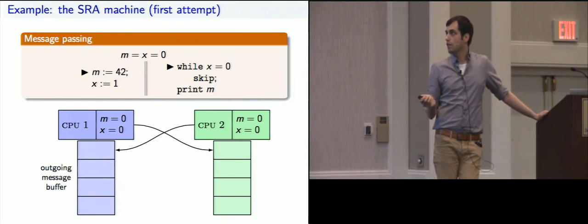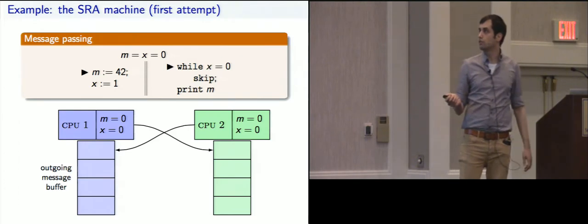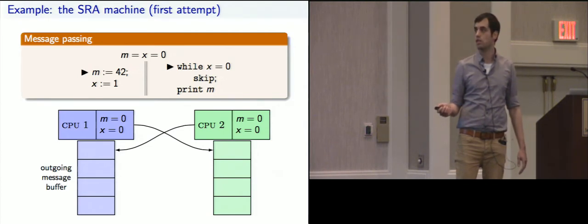I will give the example with the message passing example. So M is 42, and then X is 1. This waits until X is 1, and then prints M. I want to show that only 42 can be printed. So this is the structure of the machine. Each CPU is running one thread. We have a local memory, so there is no notion here of global memory. Each CPU has its own local memory. And there are these outgoing message buffers, for messages that CPU 1 wants to publish for other CPUs.